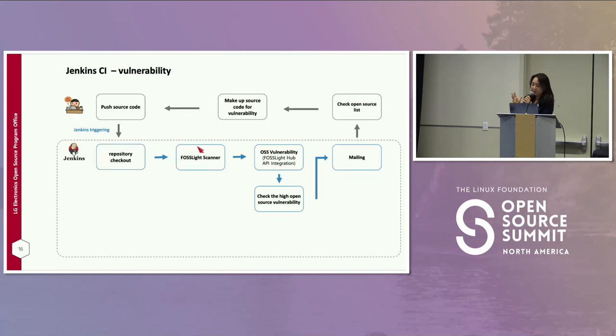And we can adopt Jenkins for this too, similarly to compliance automation. Vulnerability management can also be automated using Jenkins like this, with FOSSLight scanner and FOSSLight Hub API. Actually, FOSSLight Hub provides REST APIs, so when we push to the repository and check, we use the FOSSLight Hub API, and we can get the vulnerability information also.